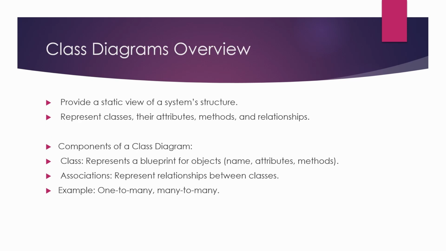Class diagrams are used to represent the static structure of a system. They illustrate the system's classes, their attributes, methods, and the relationships between them. A class diagram serves as a blueprint for objects, showing how they interact and are related within the system. Let's break down the key components of a class diagram.